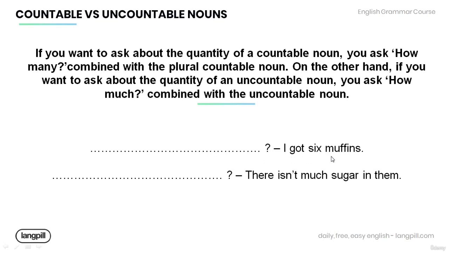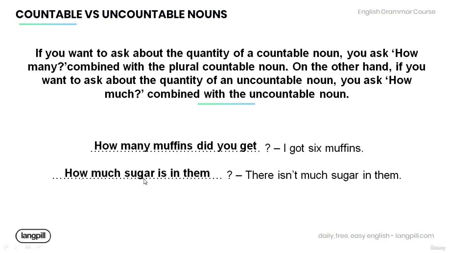I got 6 muffins. How many muffins did you get? There isn't much sugar in them. How much sugar is in them?